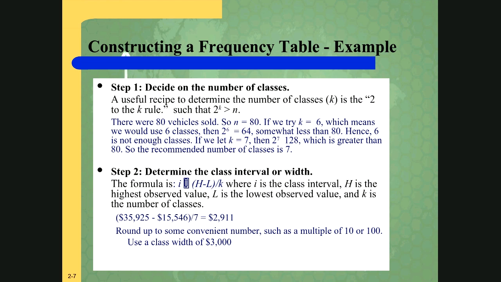Okay. In this example, when I do this, I like to be more precise. What they're doing is rounding up to a convenient number, such as a multiple of 10 or 100. So in this example, they're using a class width of 3,000. However, to be more accurate, you would use the actual number that you found.